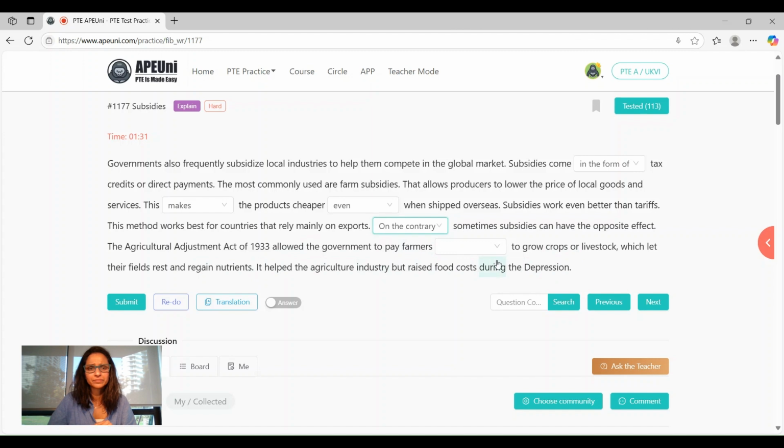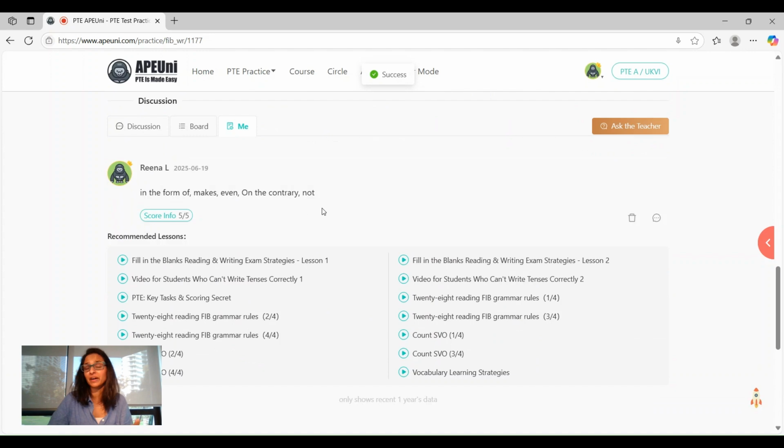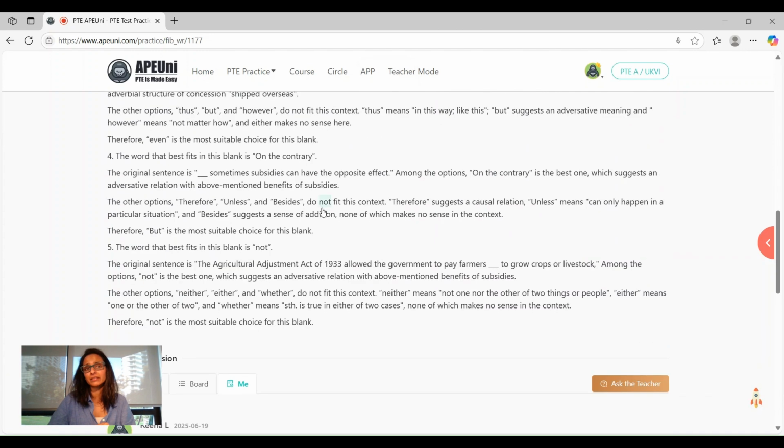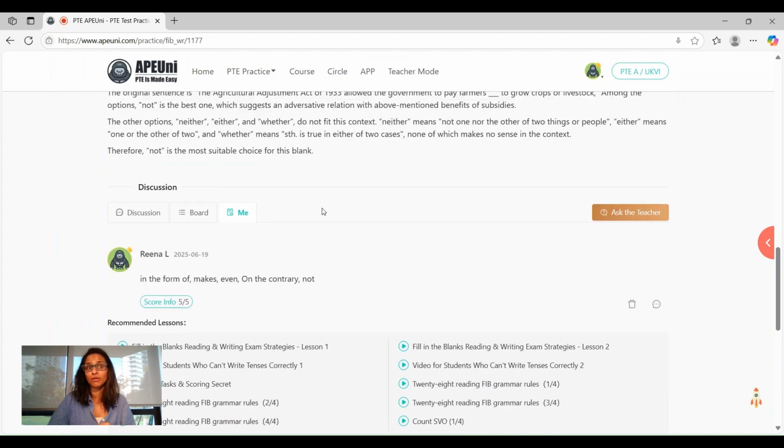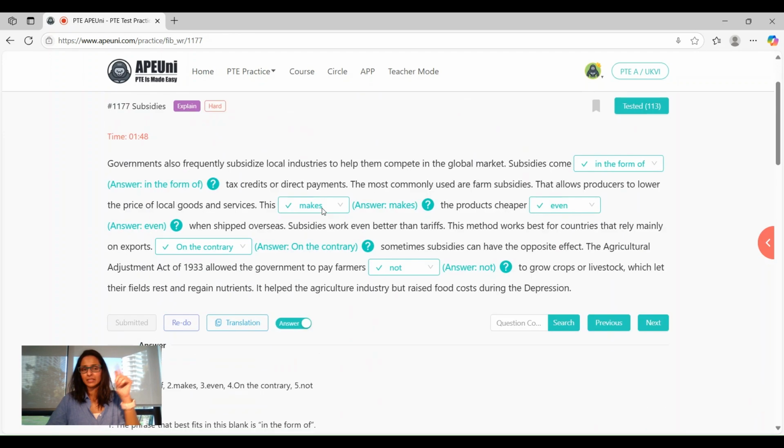All right. Okay. They allow the government to pay farmers not to grow. Okay? Because which let the fields rest. All right, because it makes sense. It sounded right. Let's submit, see how we did. 1 minute 48 spent on it, 5 out of 5. Okay? That was a quick demo on reading and writing, fill in the blanks, which is a drop down list.